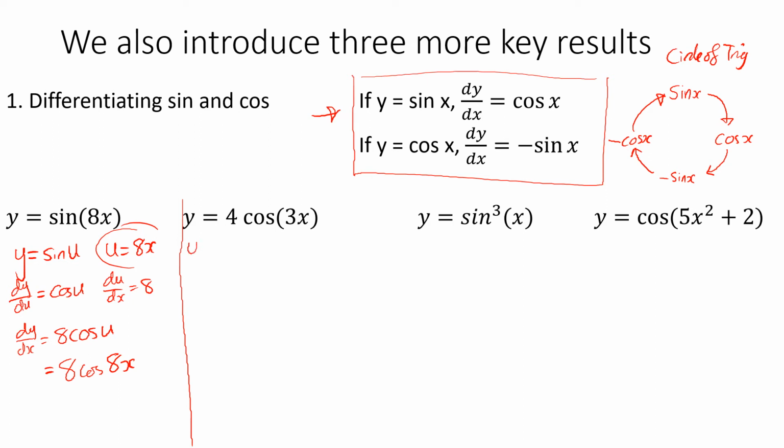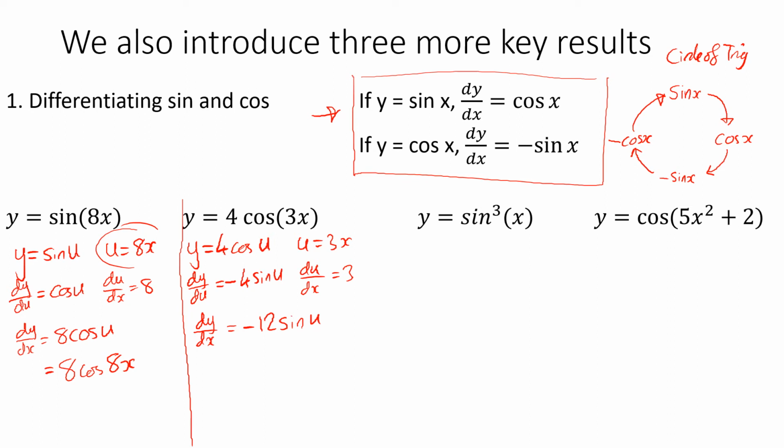Our next one is y equals 4 cos u, and u equals 3x. If we differentiate this first term, cos goes to minus sine, so we're going to get minus 4 sine u. Remember, the number at the front doesn't really do anything, it's just times by 4. And du by dx is equal to 3. So if we multiply those two together, we'll get minus 12, 4 times 3, sine u.